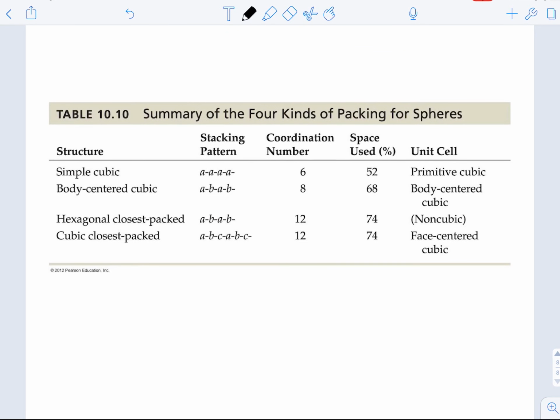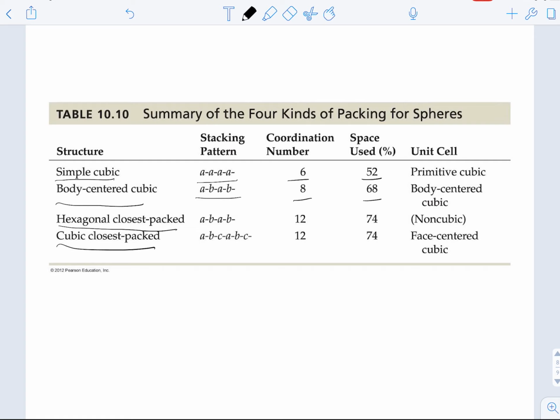Okay. Just taking these structures and comparing them. If we have a simple cubic structure, we have basically the same pattern of atoms all the way through. A, coordination number 6, 52% packing efficiency. Body-centered, we have ABA packing, and then with that, we have a coordination number 8, 68% packing efficiency.